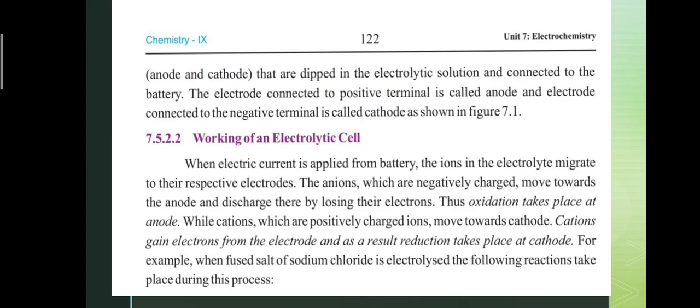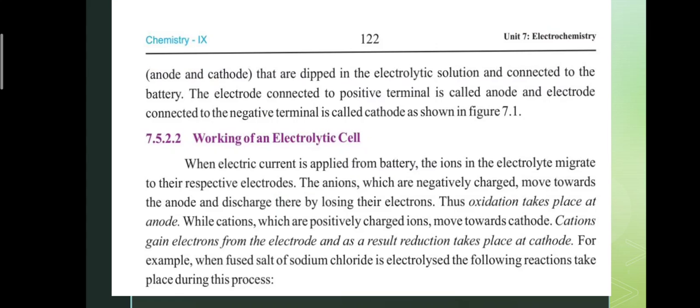anode and cathode, that are dipped in the electrolytic solution and connected to the battery. The electrode connected to the positive terminal is called the anode, and the electrode connected to the negative terminal is called the cathode. When electric current is applied from the battery, the ions in the electrolyte migrate to their respective electrodes.